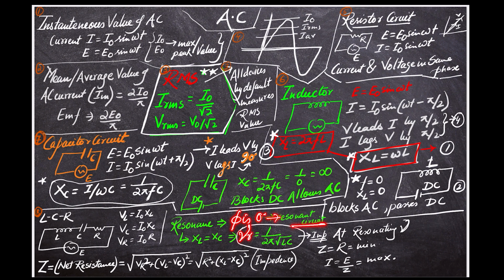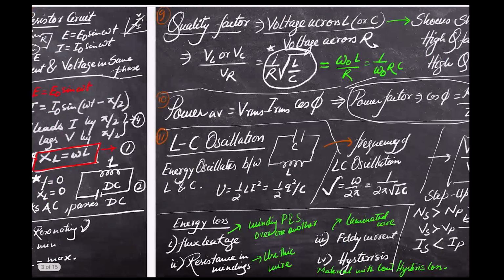Now, what is the frequency at resonance? That is equal to 1 by 2 pi root LC. 1 by 2 pi root LC. Very important formulas, okay? So these are the important formulas. Let's see the next page.